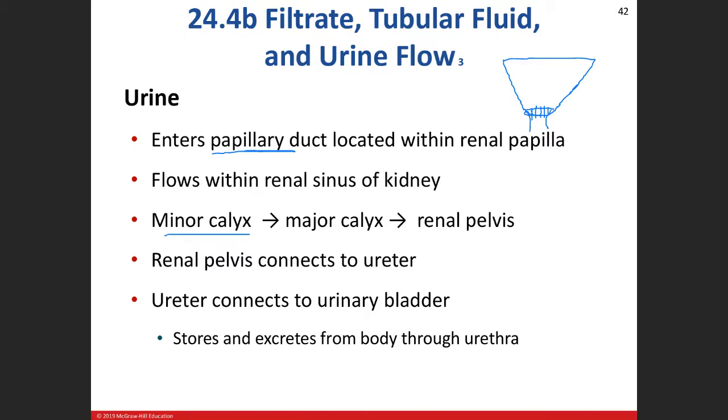And then when several minor calyces join up, we form a major calyx. And then when all the major calyces come together near the hilum of the kidney, that's the renal pelvis. Then that renal pelvis drains all of that urine into the ureter. And from there, we know that the urine goes down into the bladder, and then from the bladder into the urethra, and then out of your body, okay?